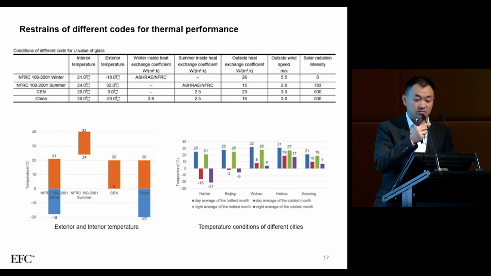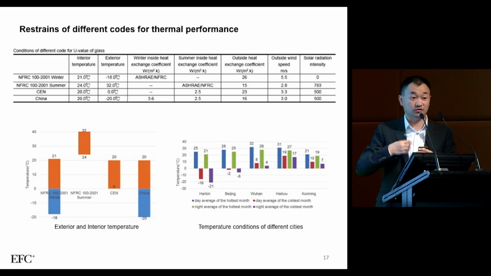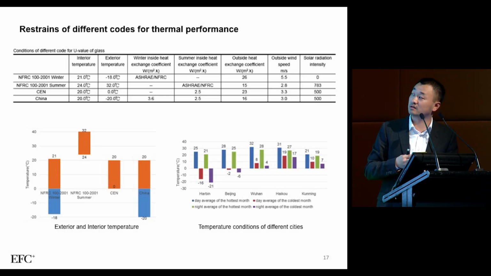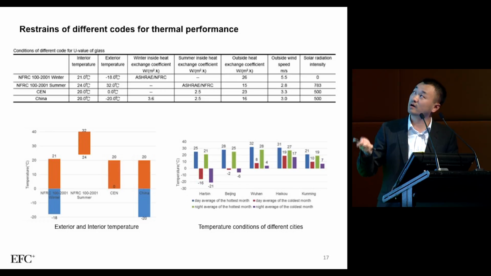This is the difference between different codes. Like here, the US code has two different seasons, one in winter and one in summer. But Europe and China codes only have one way to define the U value and define how the performance is. So when we design the building, or when we use the different kinds of glass, we have to calculate the U value and the SC value according to the code. But different codes lead to different results.